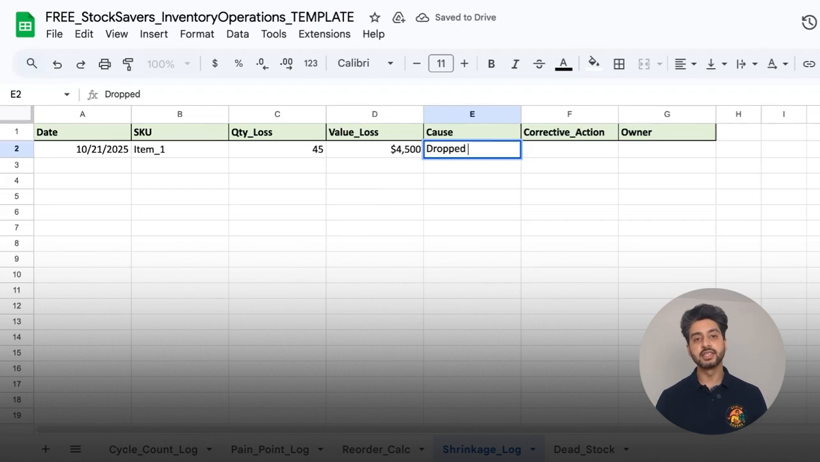By logging every incident, the SKU, the date, and the reason, you can start identifying where shrinkage happens most often. Once you know the cause, you can address it, tighten procedures, improve packaging, or set accountability. This one sheet alone can save thousands over the year.